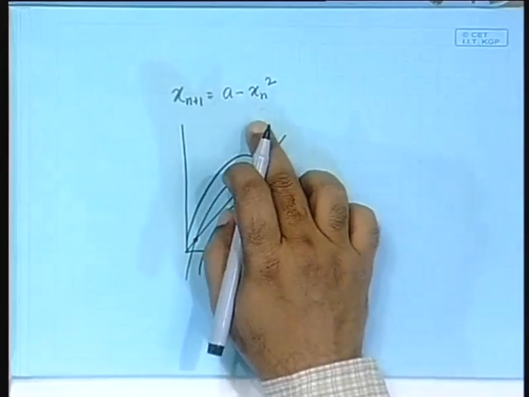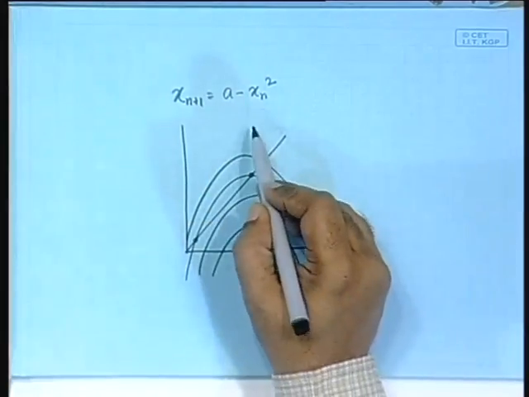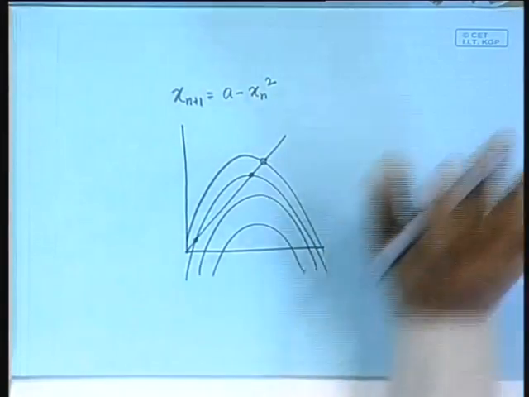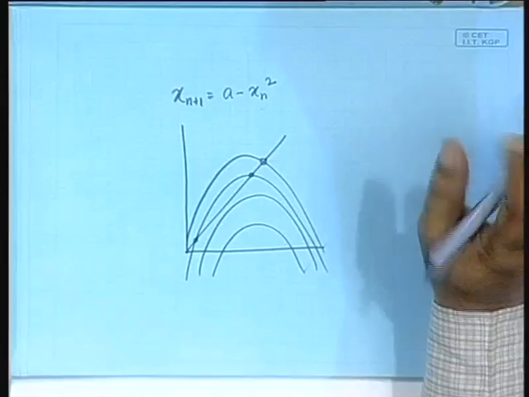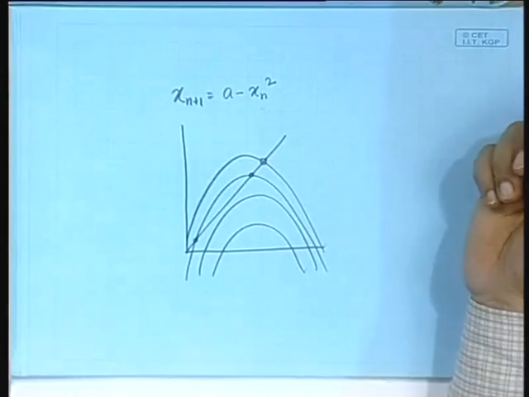Why did I take this one and not the other one? Because this one illustrates the saddle node bifurcation better. That is why, no other reason, just to illustrate.